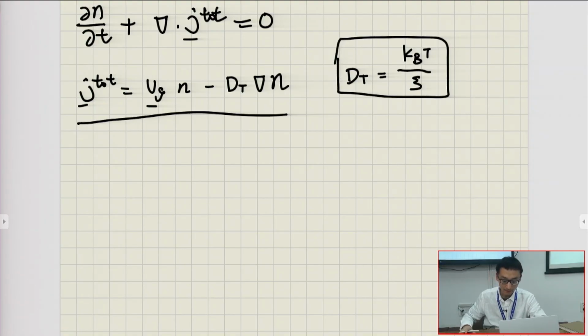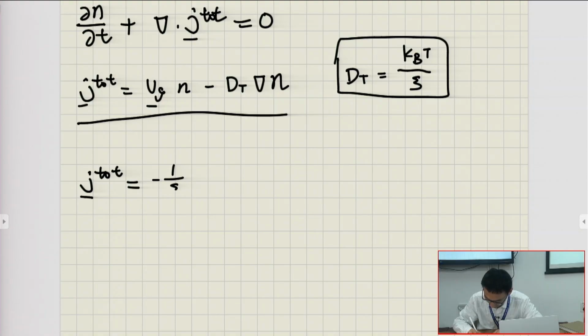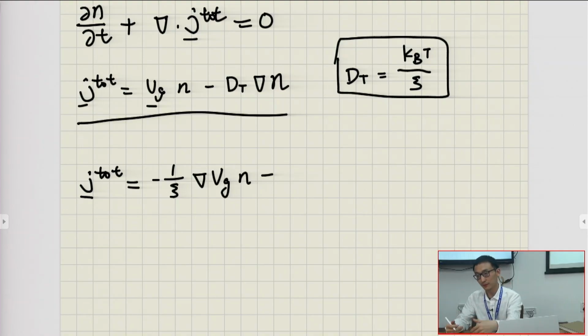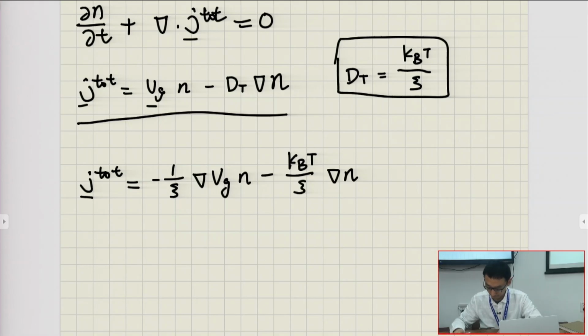Okay, and we can rewrite the flux in the following way. So let's write this out in terms of the potential. What we have would be minus 1 over psi, gradient of the potential times the density. And I'm going to replace D by the Stokes-Einstein relation, which gives us kBT over psi times the gradient of the density. Okay, that's good.